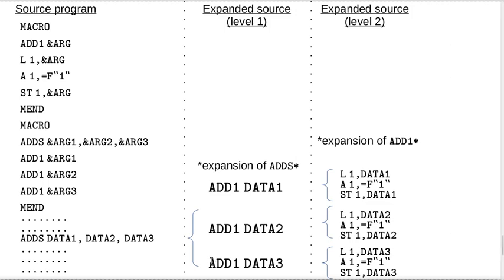Similarly, the third instruction, which calls ADD1 with the data 3 argument, will again have the load, add, and store instructions, where data 3 will replace the positional or dummy argument. So in the load and store instructions, arg3 will be replaced by the argument which is passed, named data 3. So this is nothing but the expanded source level 2. As we can see, whenever we use nested macros, there is a multi-level expansion.